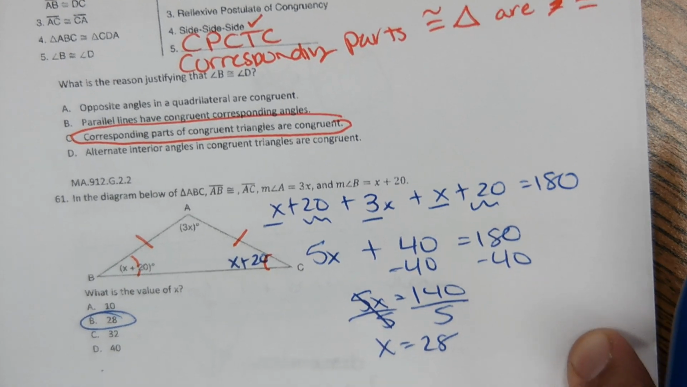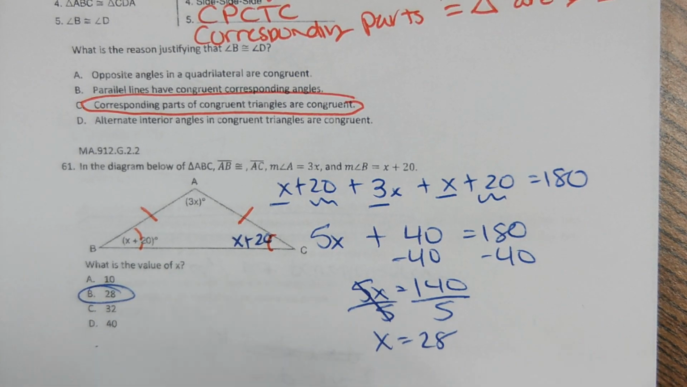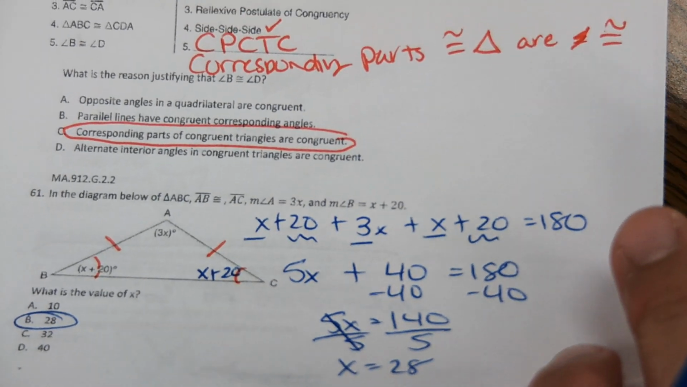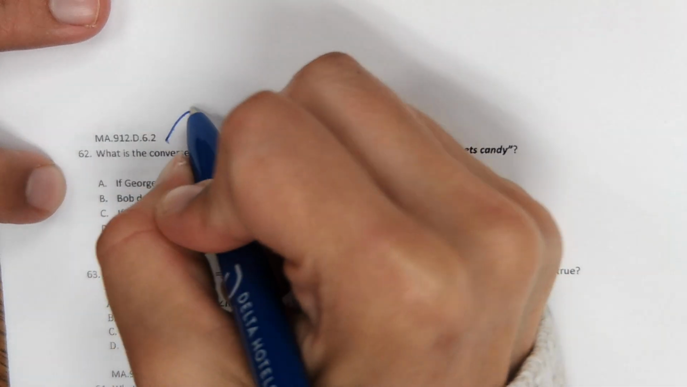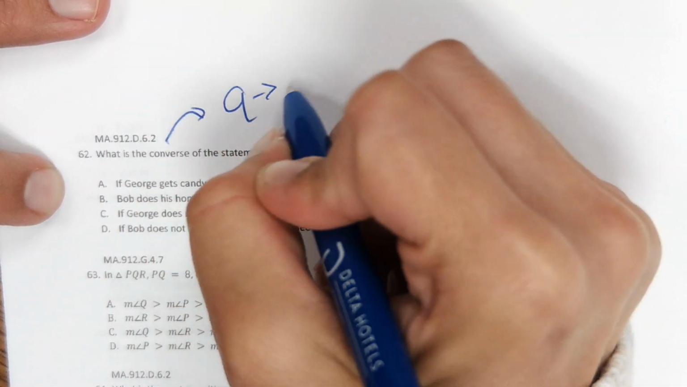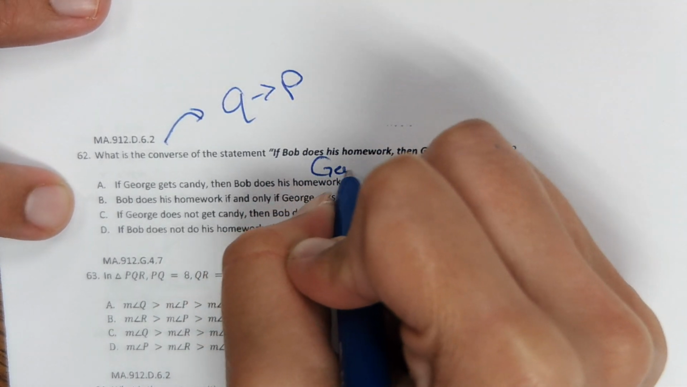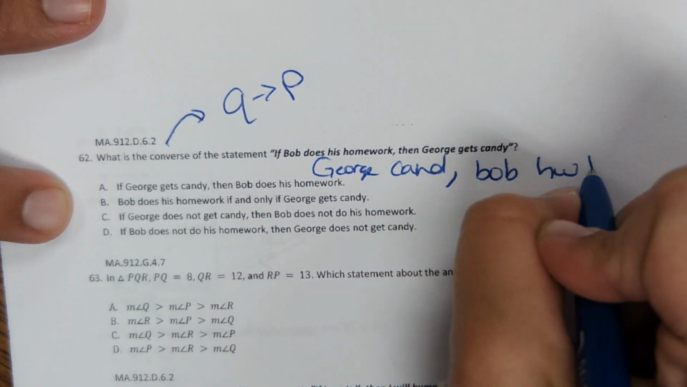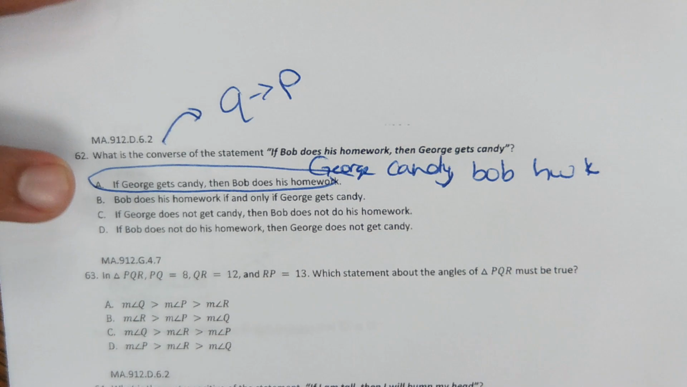Okay, next. 2 more. This one, another one of those conditional things. Converse is Q, then P. So George gets candy, then Bob does his homework. So that's what I'm looking for. A.